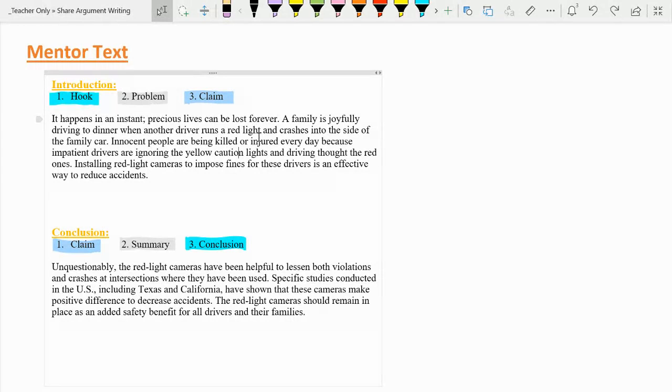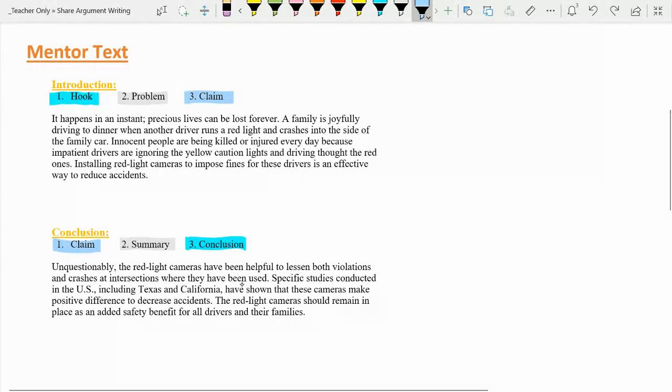And I'm going to use this aqua color highlighter, and then the gray highlighter, and then kind of this pale blue highlighter. And notice, like I said, they're made of the same material. So my hook and conclusion are kind of that thought-provoking statement. Then the problem and the summary kind of sums up the reasoning, and then you have a claim in both. So let's take a look at our introduction.